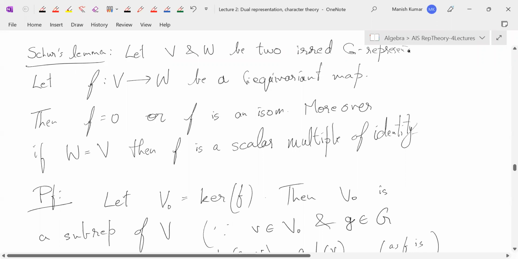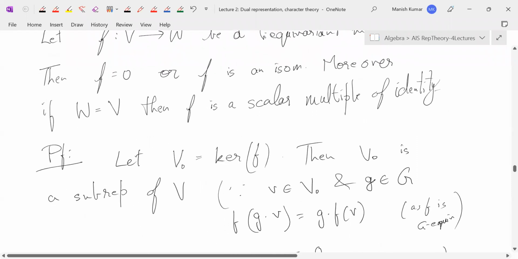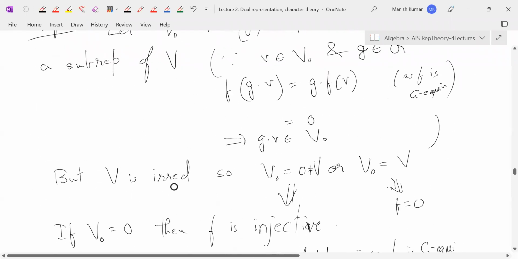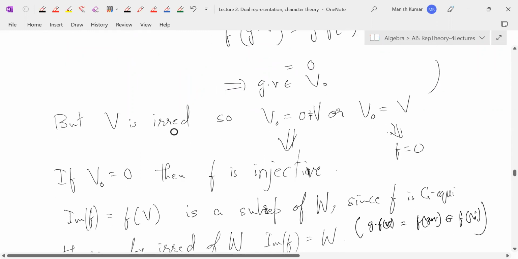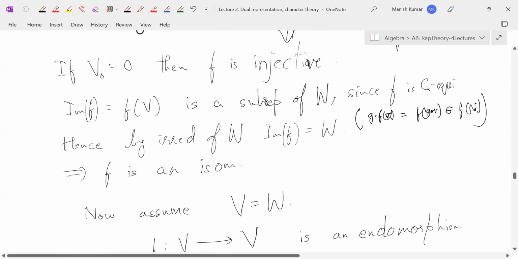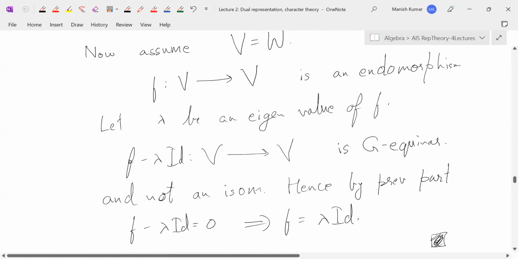As I said, it's an important lemma, so just ponder over it. Just think about it a little longer. Any equivariant map between two irreducible representations must be either zero or an isomorphism. And if it is an endomorphism, then it must be a scalar times identity, where that scalar may be zero or non-zero, so any complex number.